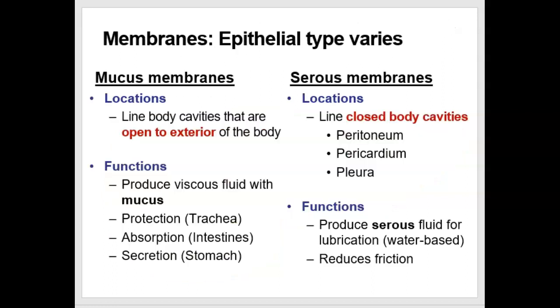One other place that we find epithelial tissue that I've alluded to are the membranes lining your body cavities. So the membranes that line our body cavities are called serous membranes, and those body cavities are closed. We also have membranes that are open to the exterior of the body, and those types of membranes are called mucous membranes. So the body cavity membranes are called serous membranes. So let's just review that for a second. Epithelial tissue is found in membranes. That's a sheet of epithelial tissue.